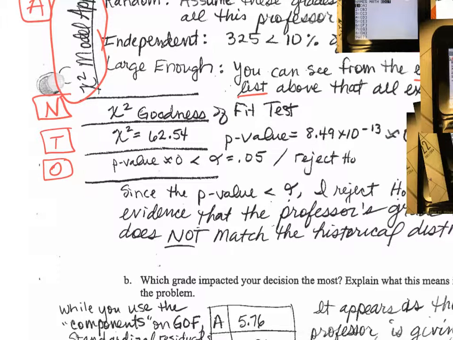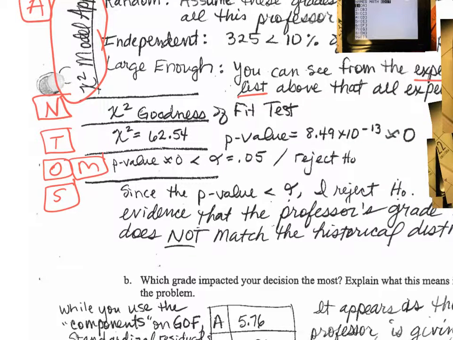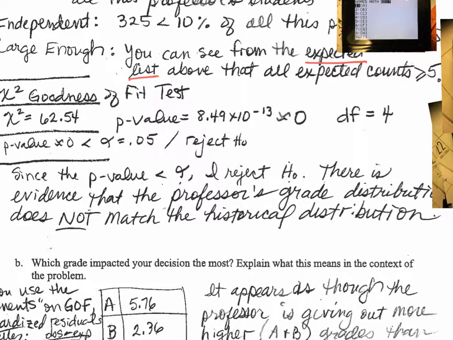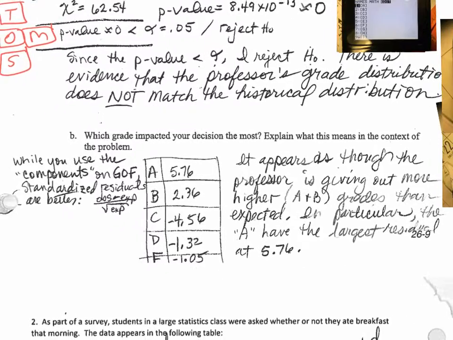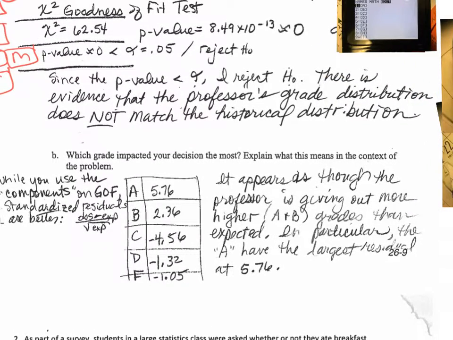And so we obtained a p-value and we made a decision. Our statement of conclusion is: since the p-value is low, I reject H0, and I then have evidence of HA. So I have evidence that the professor's grade distribution does not match the historical distribution. The grades are being done differently, and a lot of times I'm then wondering what is actually the biggest deal. That's what the next question was: which grade impacted your decision the most?